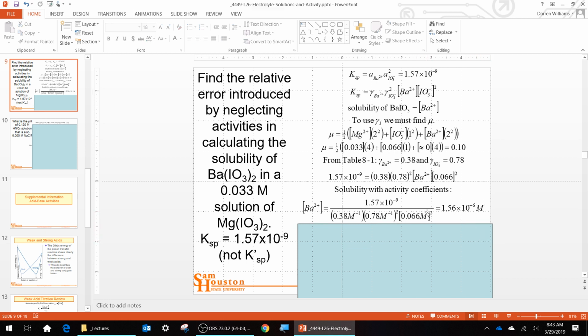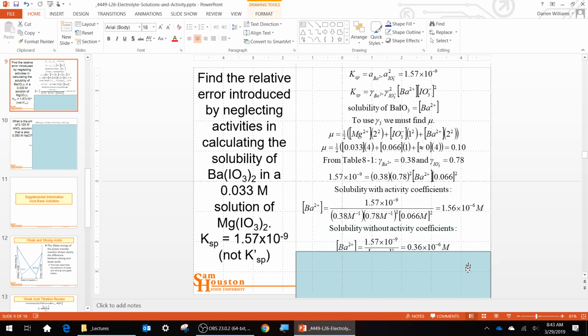Now, that's with the activity coefficients. What about without? If we were to ignore the activity coefficients, they would essentially be 1, right? You'd have 1 there and 1 there. If we were to ignore them, make them 1, then we would get a different concentration of barium. Without the activity coefficients, it's 0.36 times 10 to the minus 6. The reason I wrote it as 0.36 is so you could compare it to the other. And so we're quite a bit off.